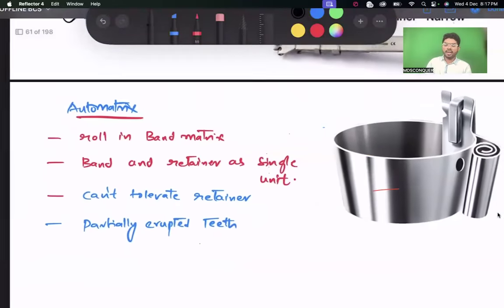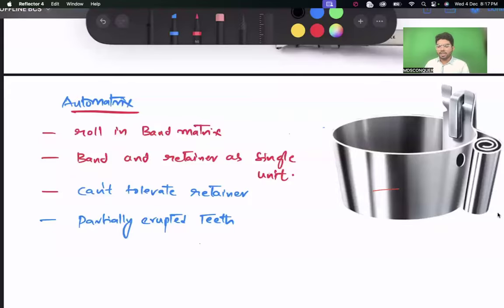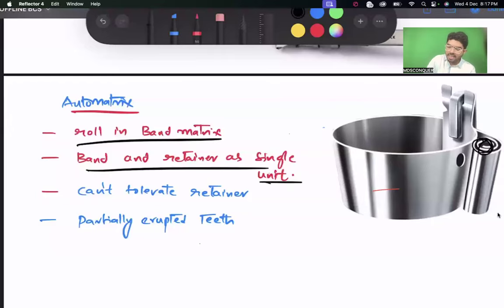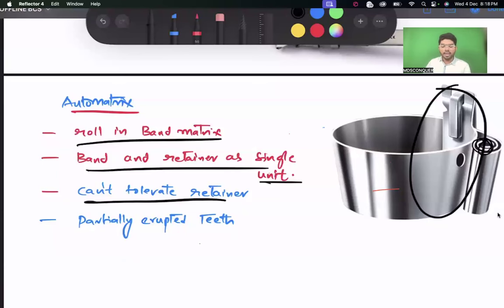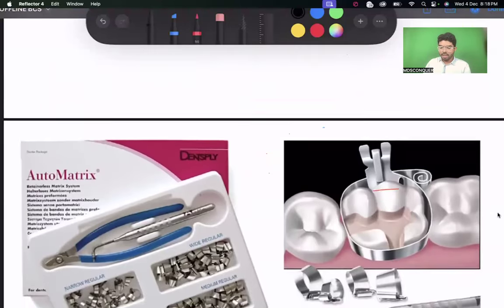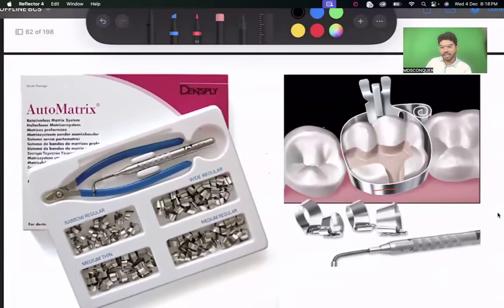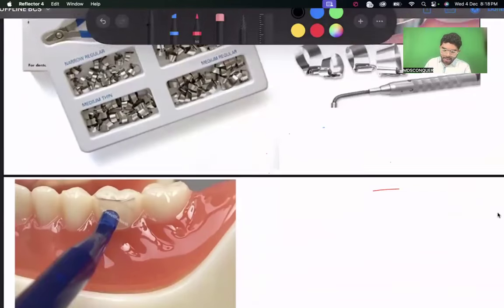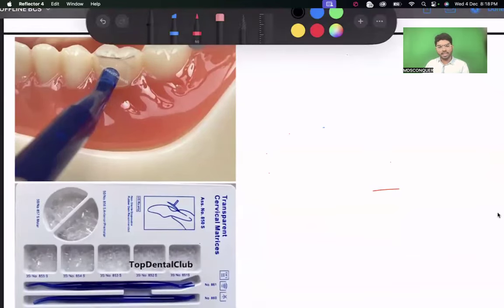The next one comes, again a frequent diagram-based question. This is called the auto matrix. You can see it looking like a roll, so it's a roll-in matrix band system. The band and retainer are available as a single unit. This is most commonly used in patients who cannot tolerate heavy retainers, or particularly in cases of partially erupted teeth. They can ask you a diagram-based question on this auto matrix system. Again, you had a question on this in INICET, so that is the reason why I have kept it.